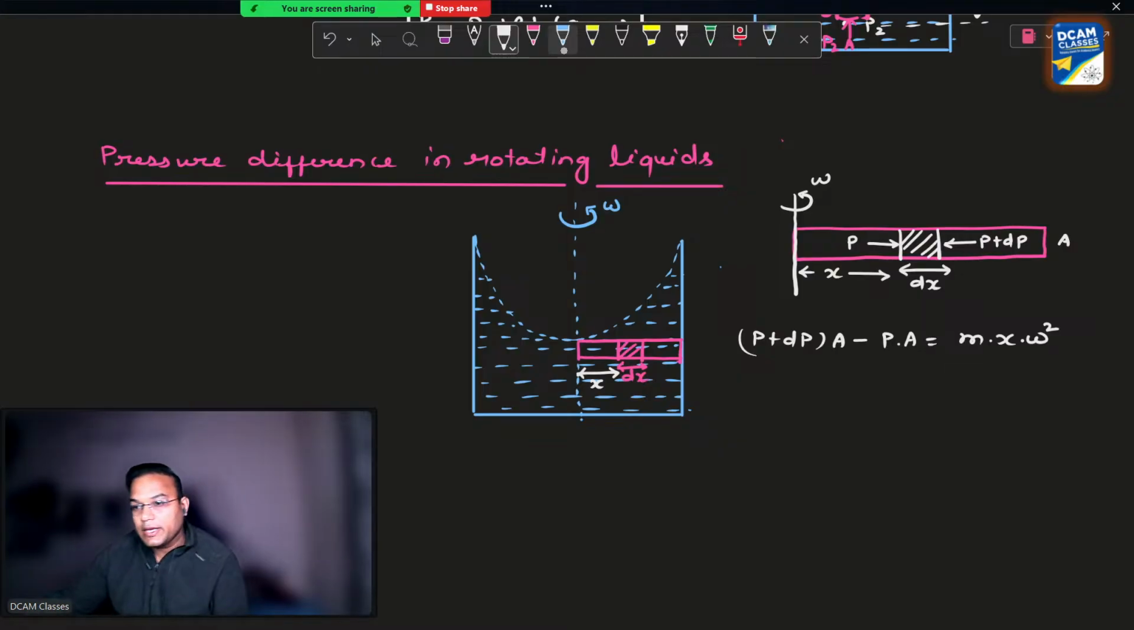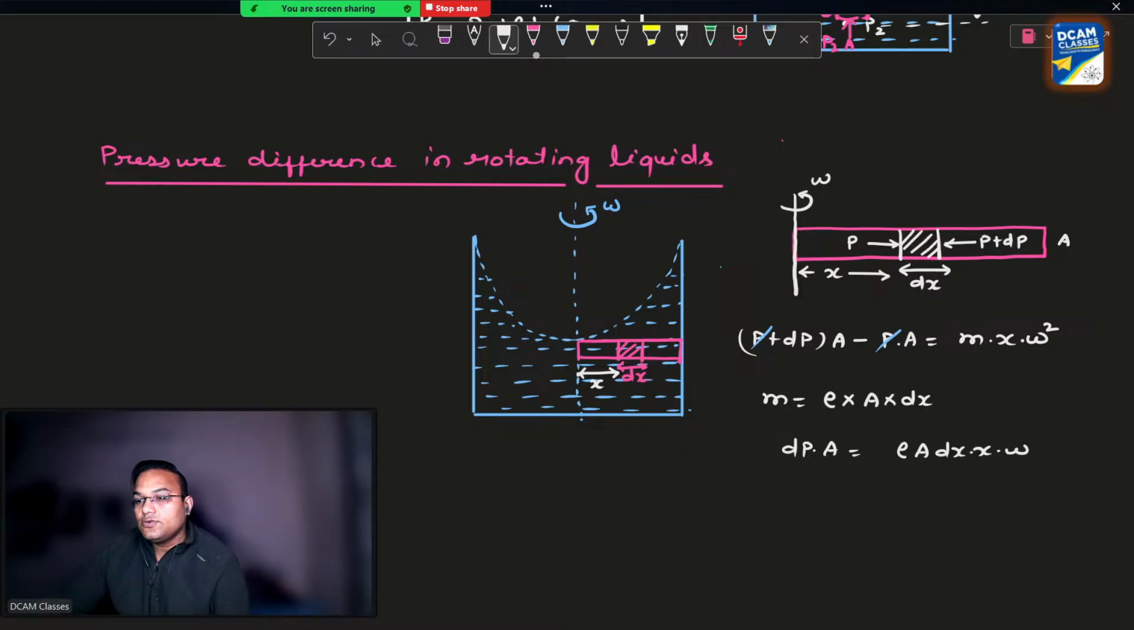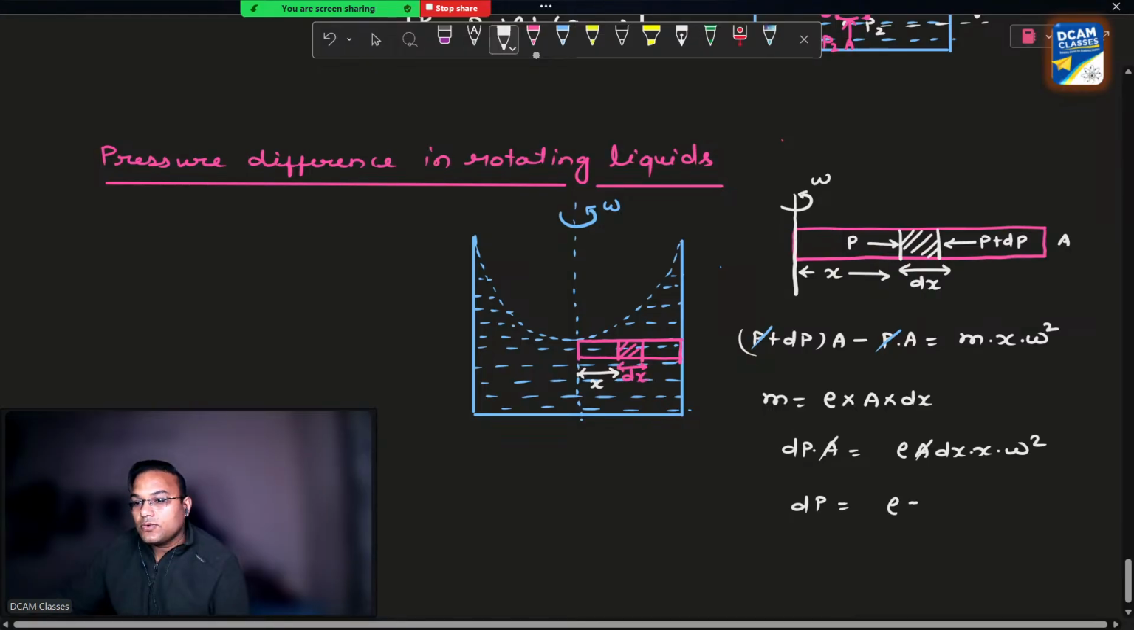Yes, sir. Okay, now for this element, what will be the mass? Mass will be the density of liquid, since it is water, rho into area into its length dx. A into dx is its volume and rho is the density. Density into volume is the mass. So when we simplify it, P will cancel. So we'll get dP into A will be equal to rho A dx into x into omega square. A will cancel out. So we are getting dP is equal to rho x omega square dx.